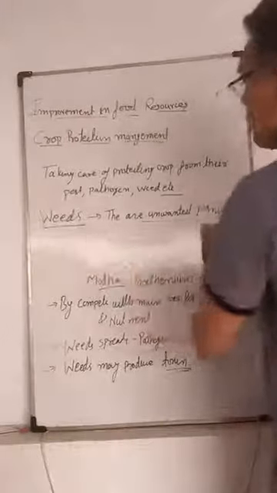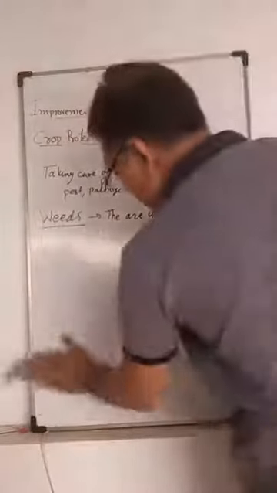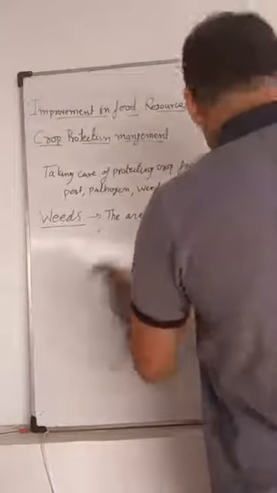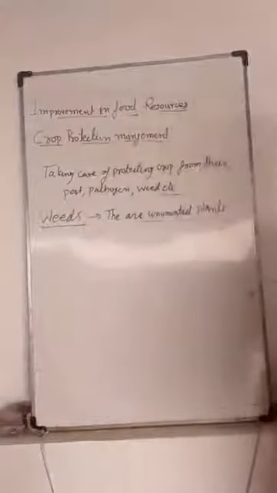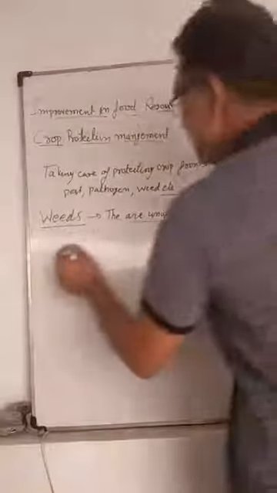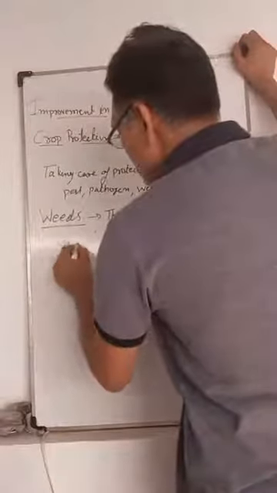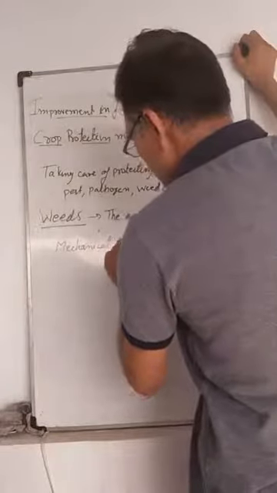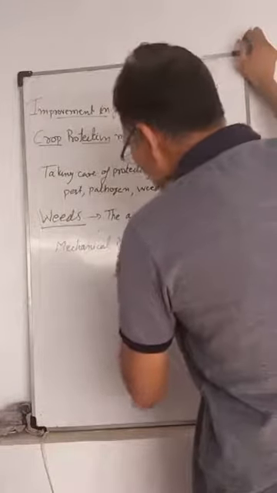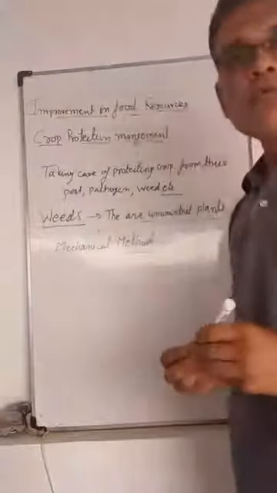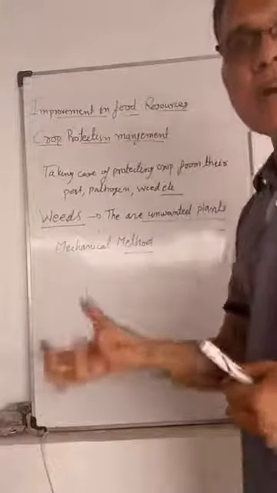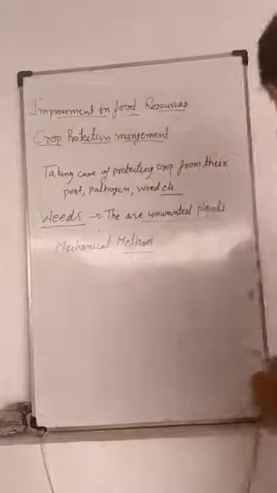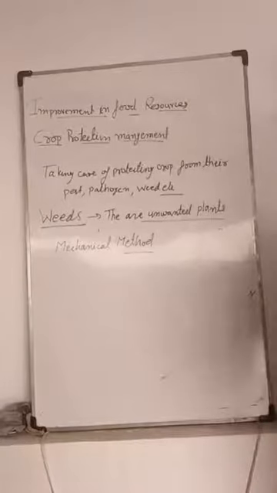How can we control the weeds? Weeds are controlled in three ways. First, mechanical methods, by hand pulling or removal of the unwanted plants or weeds. That is known as the mechanical method.